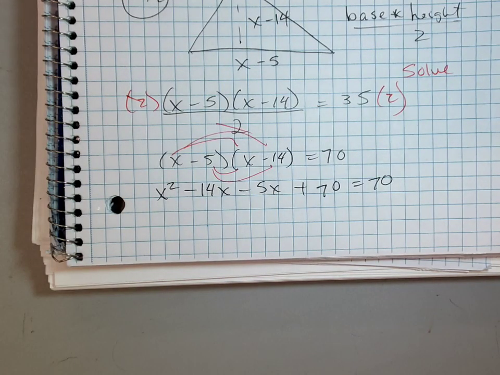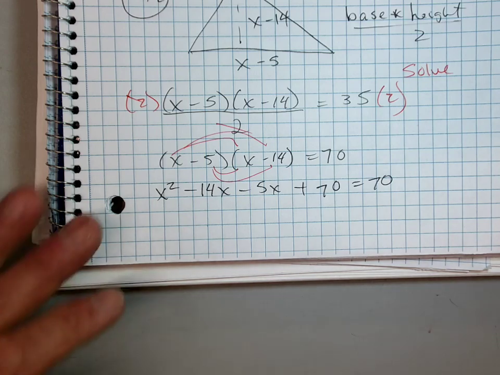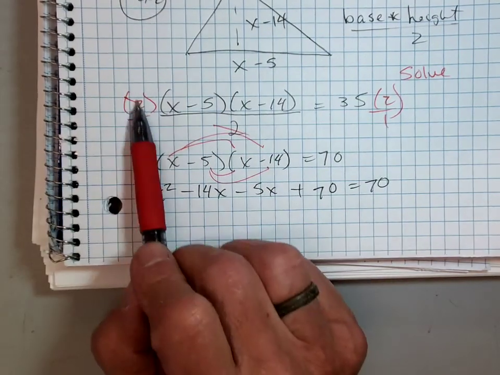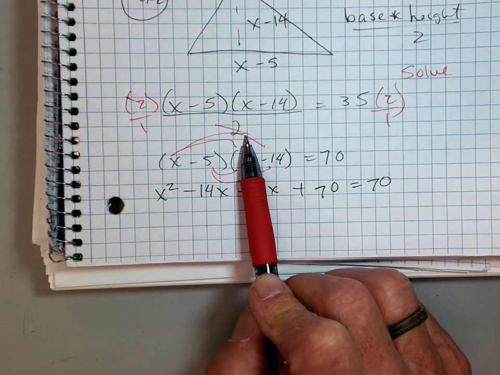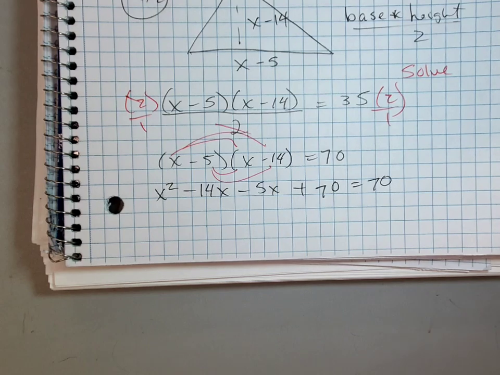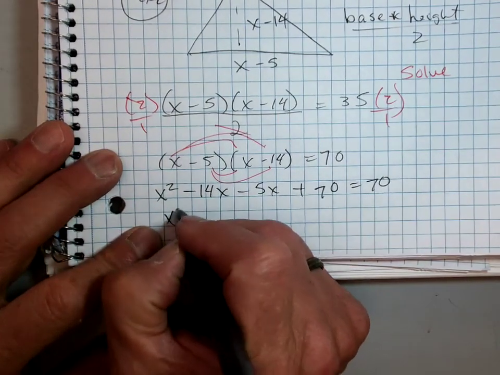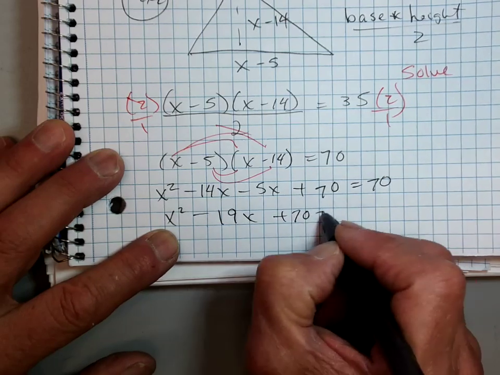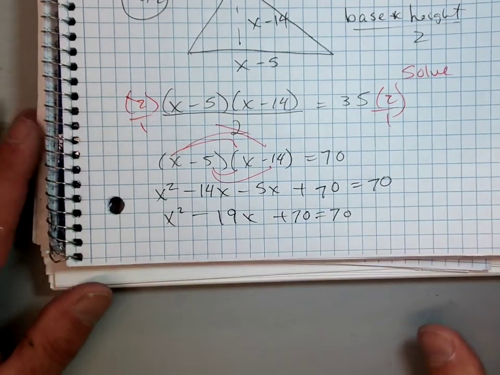How am I doing? Wait, why did you multiply x minus 5 times x minus 14 by 2 when you canceled the 2 out? Think of that as 2 over 1. 2 over 1, right? So the 2 just completely cancels. Okay. So now I'm going to have x squared minus 19x plus 70 equals 70. Okay.